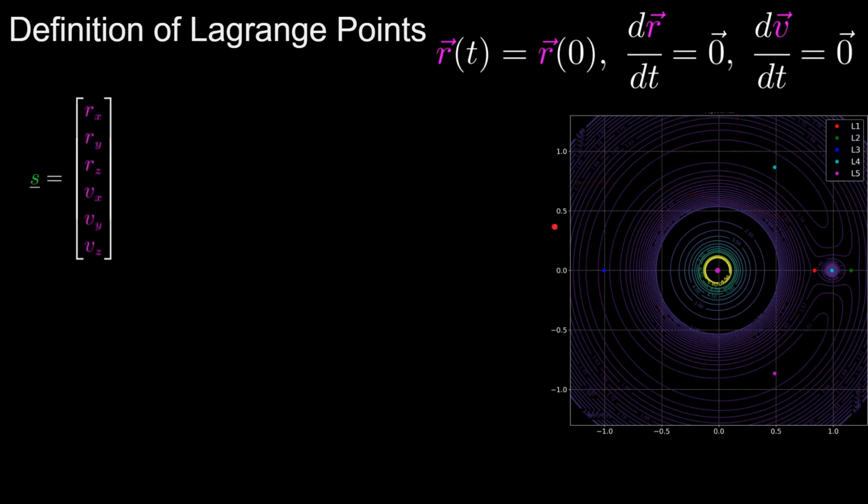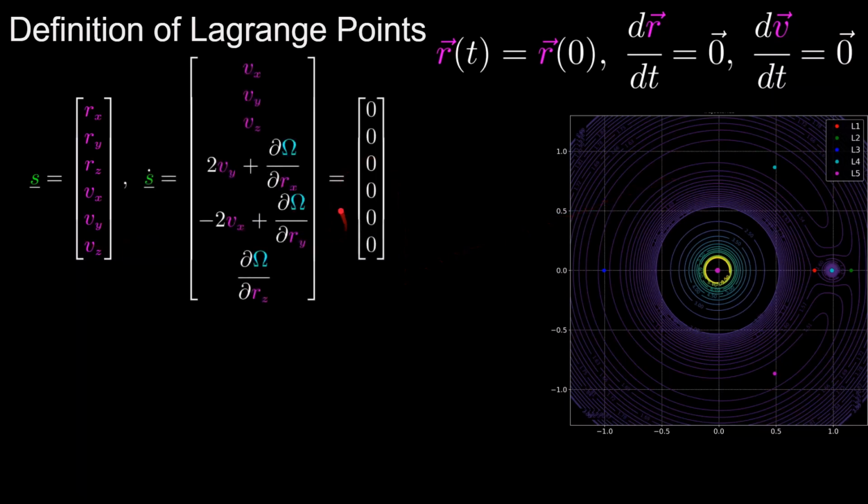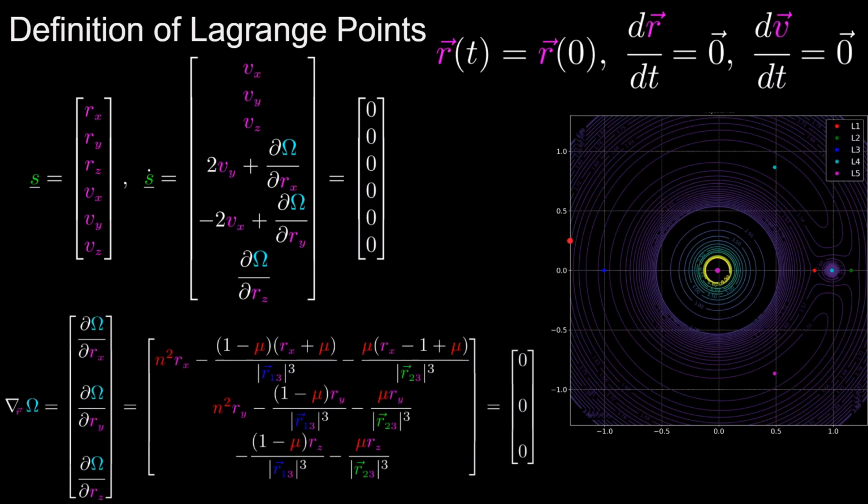And this means that the derivative of our state vector, which is position and velocity, must be 0 at all times. And since we asserted that the velocity will be equal to 0, this leaves us with only the partial derivatives of the pseudo-potential function omega. So it's our job to figure out what combinations of x, y, and z coordinates make the gradient equal to 0. And we'll be going through each axis one by one, starting with the most trivial z-axis.